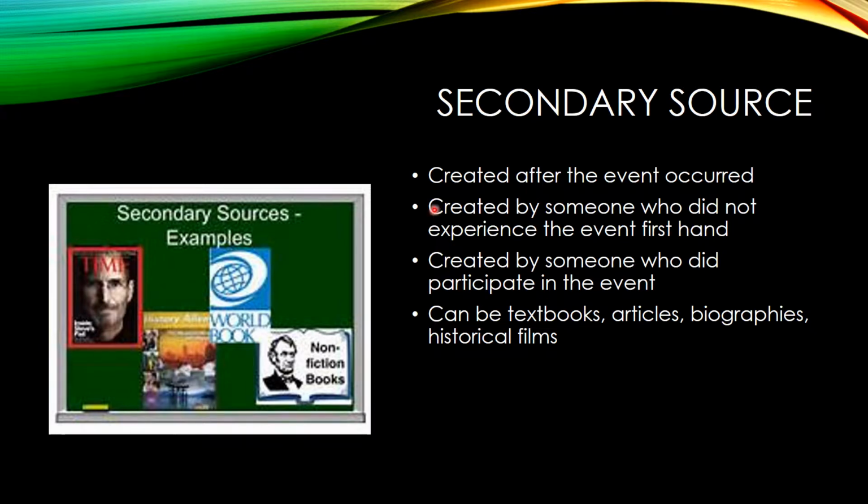A secondary source is created after the event occurred. The person that writes or creates this secondary source was not a part of the experience. They were not there. These can be textbooks, articles, biographies, historical films. It is someone's interpretation of the events. They were not there to actually witness the event.